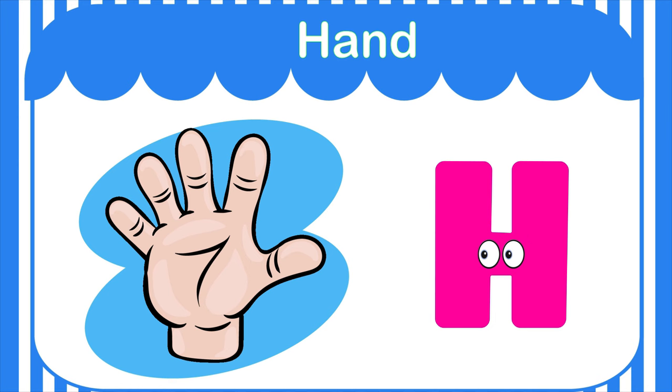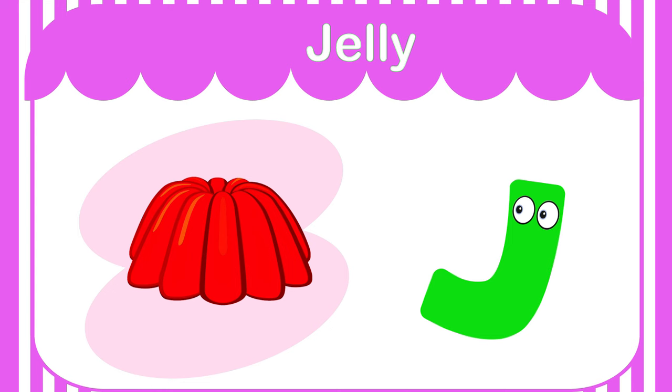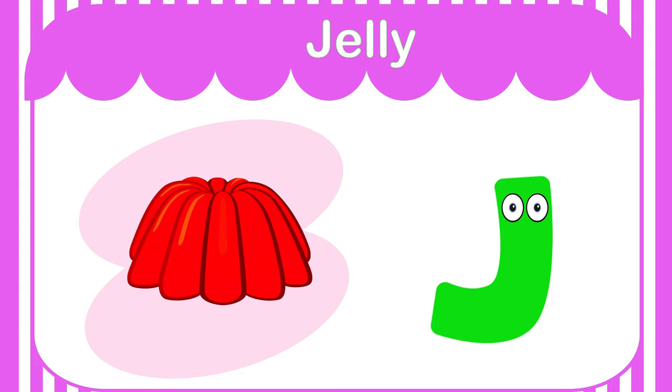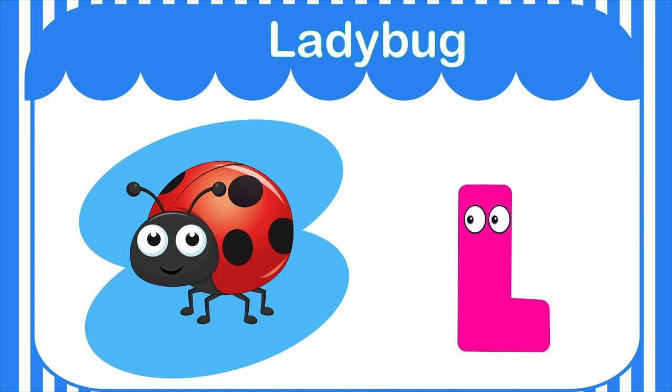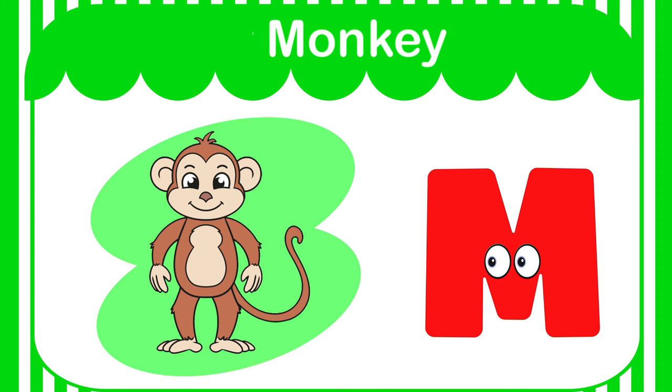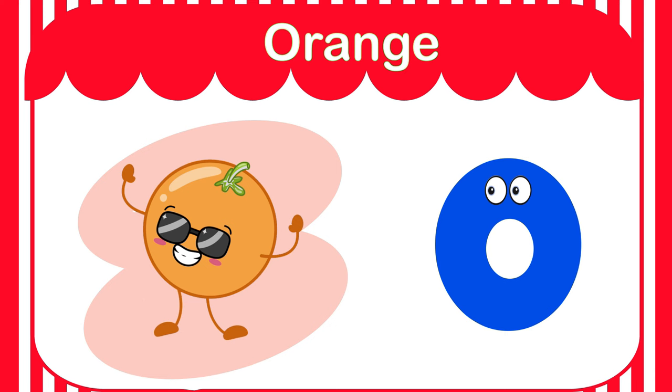Hand. I is for igloo. J is for jelly. K is for keyboard. L is for ladybug. M is for monkey. N is for needle. O is for orange.